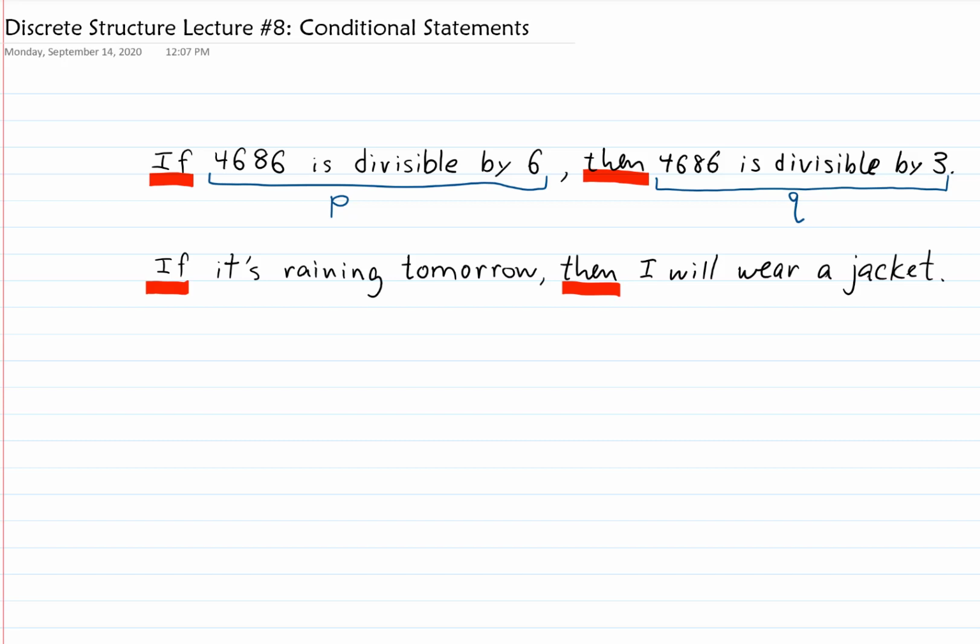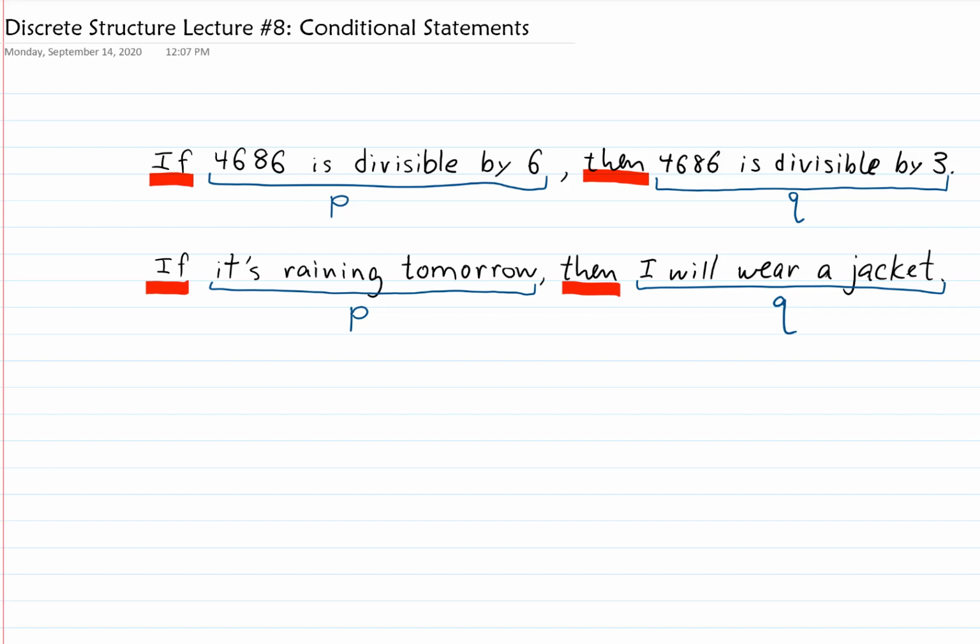Okay. We could do the same thing with the next sentence down. We could take it's raining tomorrow, and we could call that P. And I will wear a jacket. I mean, if you wanted to be a little bit more specific, I guess I could say, I will be wearing a jacket tomorrow. Okay. And we can call that Q. Those are both statements by themselves. Each one is a statement, and I have glued them together and made a bigger statement out of them.